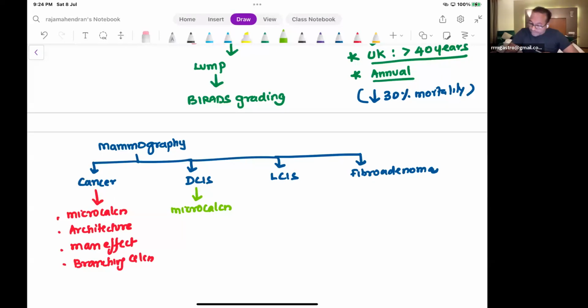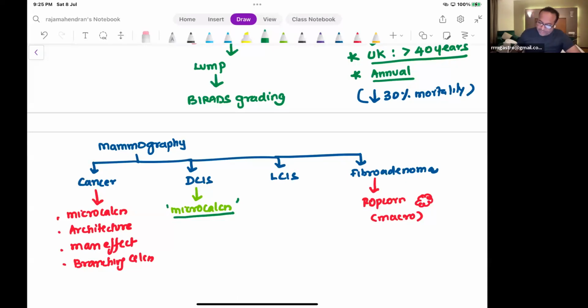No, ductal cancer in situ will not have popcorn. Popcorn is for fibroadenoma. Fibroadenoma has popcorn-like calcification like this, known as macrocalcification. If this is macrocalcification, this is microcalcification. Ductal cancer in situ is microcalcification only. It is known as microcalcification.